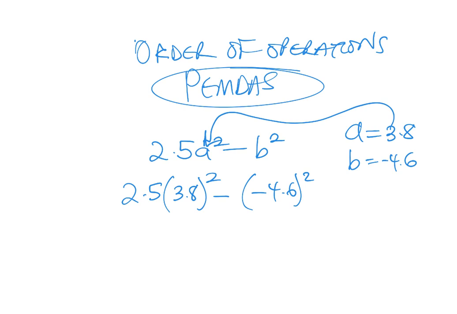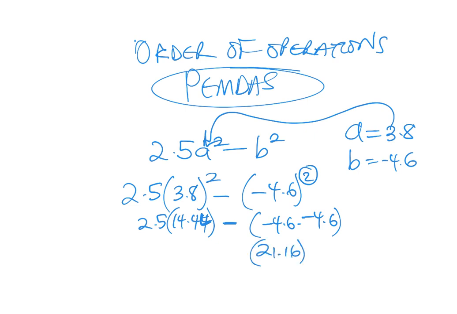So it's 3.8 times 3.8. That's 14.44. And we have 2.5 waiting outside, minus. And then over here, we have an interesting situation. We have that power waiting there. So that's negative 4.6 times negative 4.6. So we have 4.6 times 4.6. The negatives are going to cancel. That becomes 21.16. This negative is still there, however.